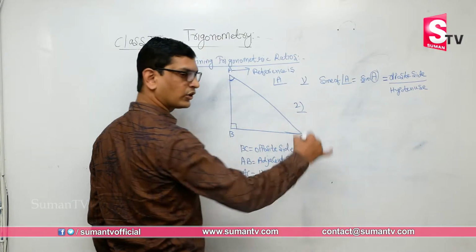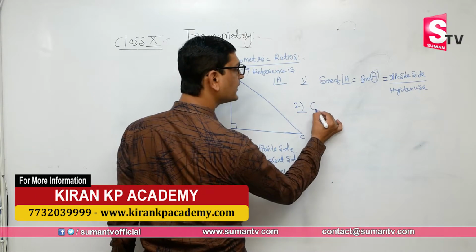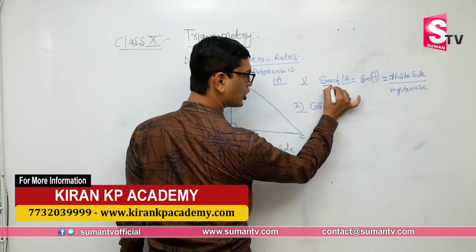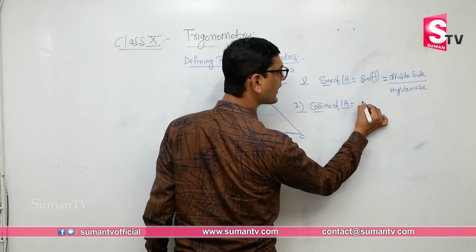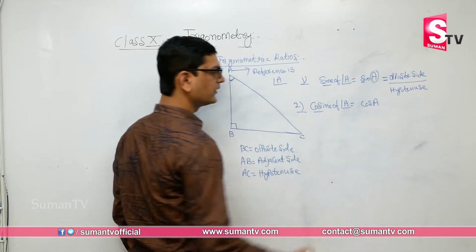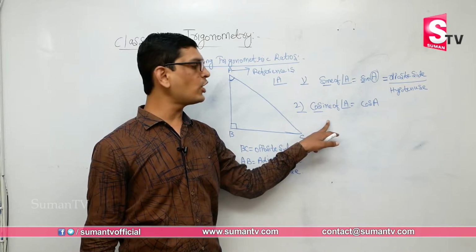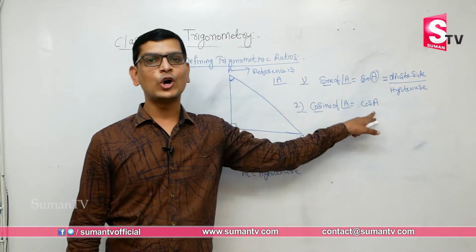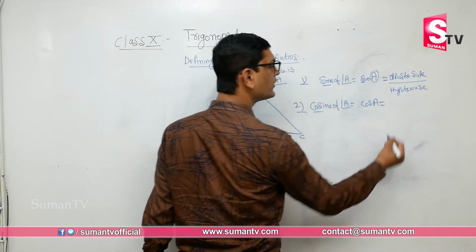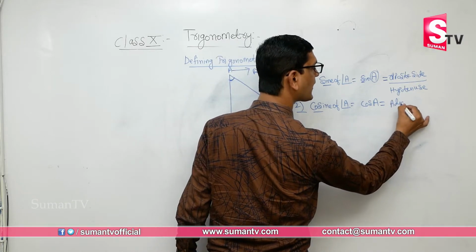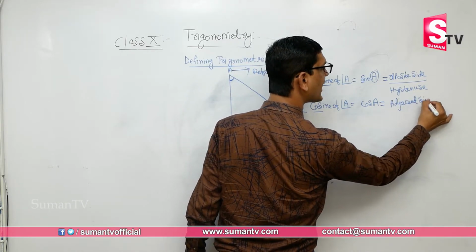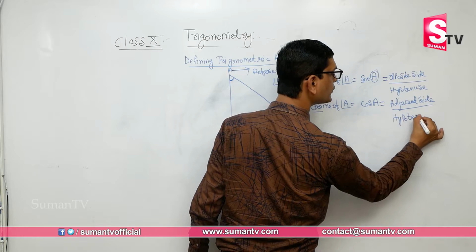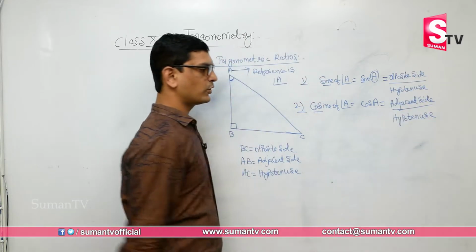The second trigonometric ratio is cosine of angle A. In short, we will write it as cos A. This is cosine of angle A, and we will write it like this and read it as cos A, which is nothing but adjacent side by hypotenuse.